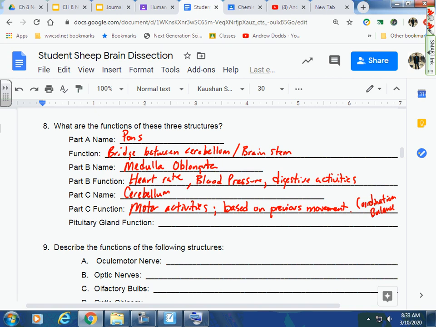And then for the pituitary gland, anything I'm going to ask you as far as quizzing goes about the brain is that you should know that it's a major link between the nervous and endocrine systems.